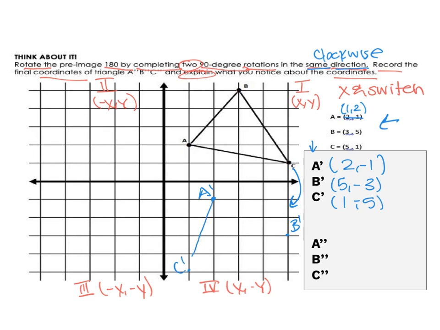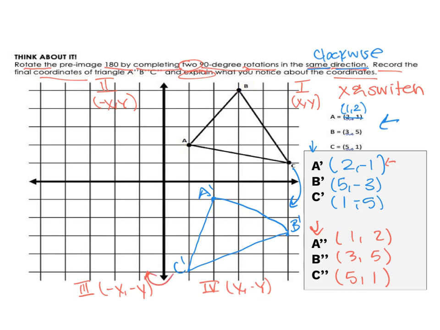I don't have the line function, so I'm going to do my best. Make sure yours is straight. So here is the first rotation. Now I need to rotate it again, another 90 degrees. So I'll go back to red, and I need to switch X and Y again. So it was 2, 1, so it's back to 1, 2. 5, 3 becomes 3, 5, and 1, 5 is 5, 1.